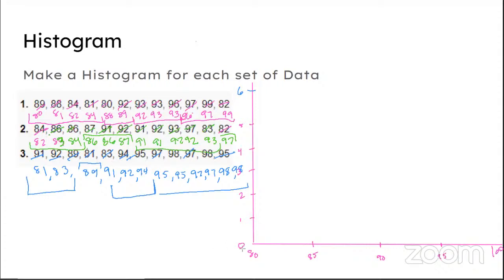All right. So the first one is 2. Second one was 1. Third one was 3. And the last one was 6. There you go. There is your final histogram for data set 3.